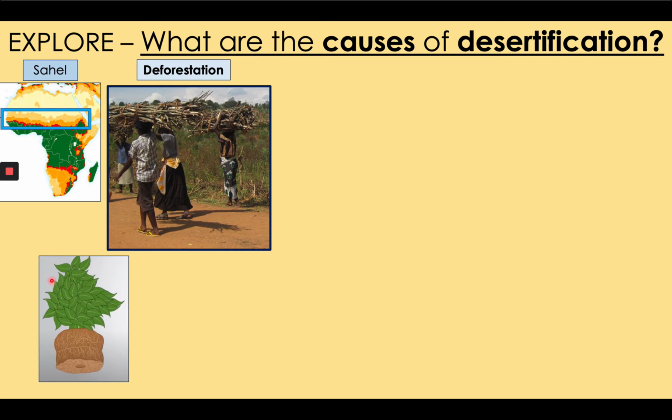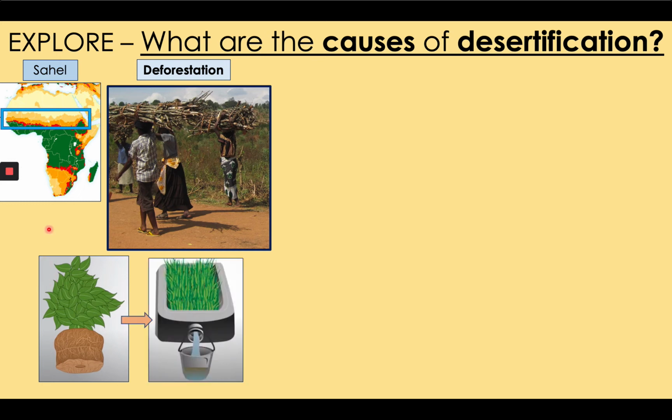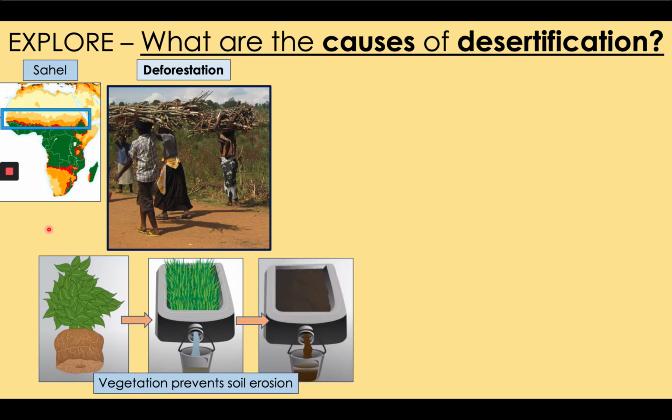So you can set up an experiment to demonstrate the importance of plants in holding soil in the ground. You can have two containers. One with soil with grass growing on top of it, and one with bare soil. And then you can pour water over the top of these two containers, and what you find is that out of the container with the grass, clean water comes out. But out of the container with no grass, with just bare soil, muddy water comes out.